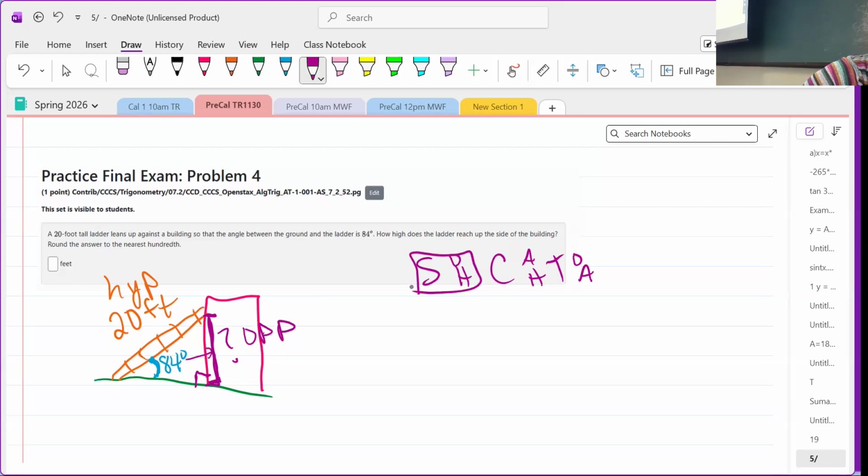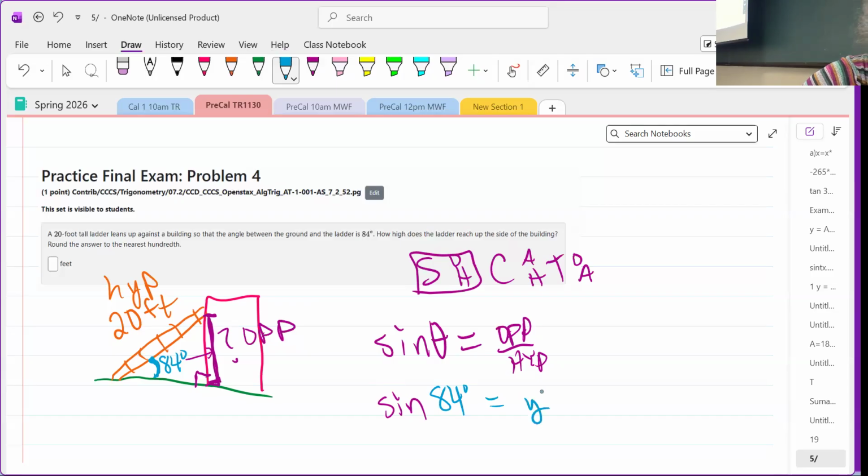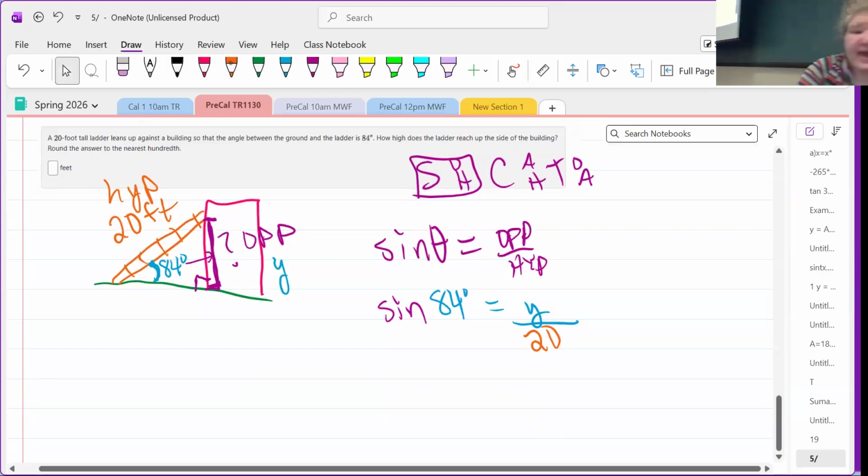So sine of theta is opposite over hypotenuse. And now I'm going to fill in the pieces I know. I know the angle is 84 degrees. My opposite side is my unknown, so I guess I'll put a Y there since it's vertical. Over, and then my hypotenuse is 20. So now I have an equation with only one unknown. I can solve for Y.